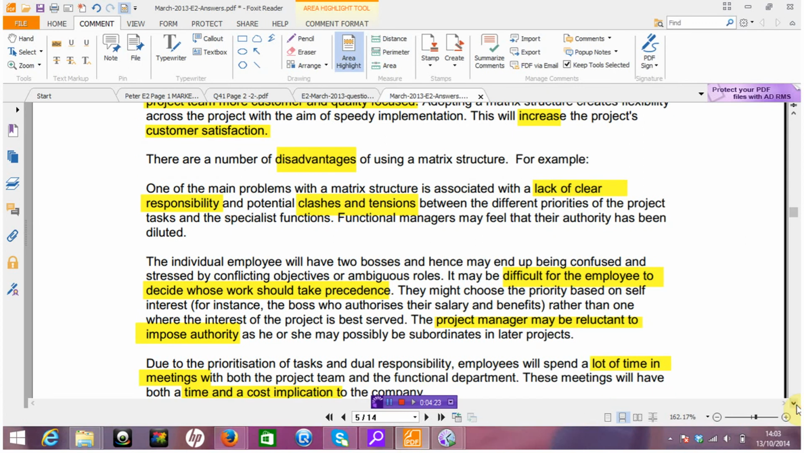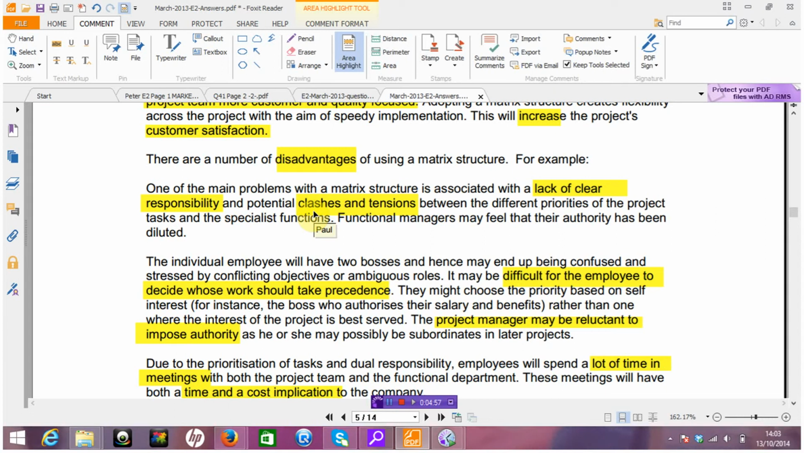In terms of the disadvantages, more often than not, when these advantages and disadvantages type questions come up, as I've said before in classes, you generally just turn them on their heads and use an advantage as a disadvantage and vice versa. What they say here in effect is, because of this dual role, or lack of clear responsibility, there may well be clashes and tensions between the priorities or indeed tasks between specialist functions and indeed project tasks.